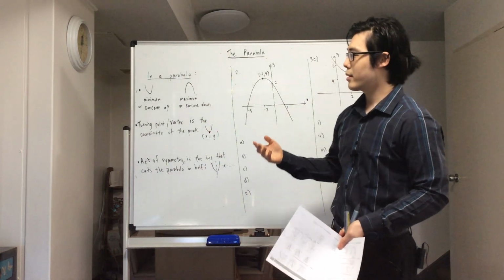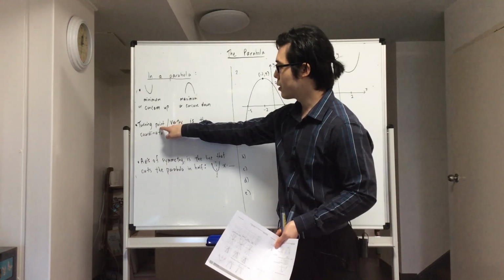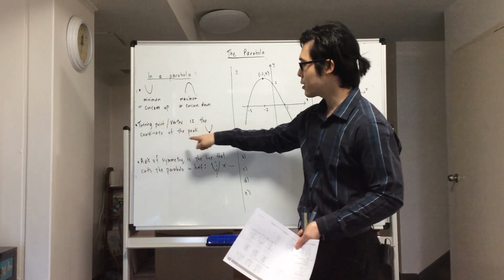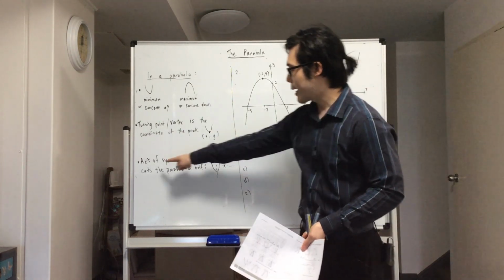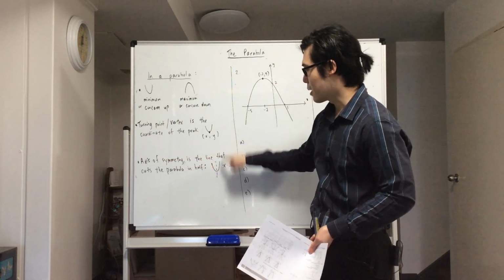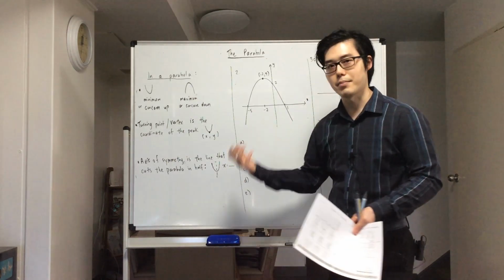Now, within a parabola, there are a couple of features that you gotta know. And the first thing is called a turning point, and it's also called the vertex, and that's the coordinate of the peak of the parabola, okay? And axis of symmetry is the line that cuts a parabola in half, okay? And it always has the equation x equals to some number, okay?